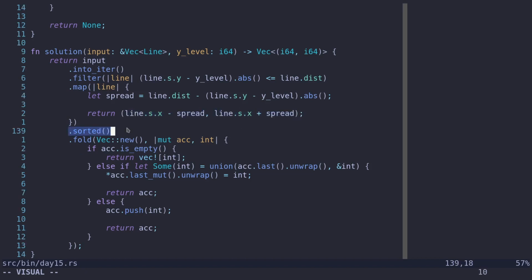x-axis. Then I use the sorted function to sort all the intervals by the first item in the tuple, and then I used my union function to group all the intervals into the smallest amount of intervals.